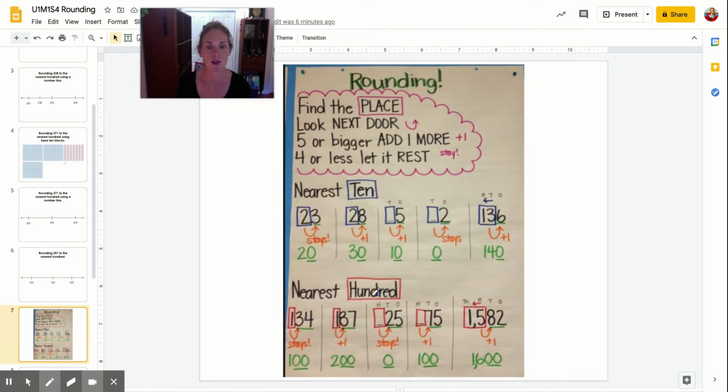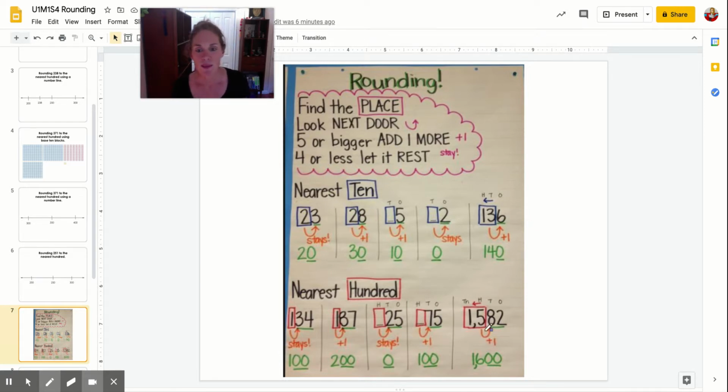Let's do that with the 100. Nearest 100, find the place. There's the place value. 100 is the place value. Look next door, right next door. That's the tens place. 5 or bigger? Nope, it's 3. That means let it rest. It stays at 100. There we go.